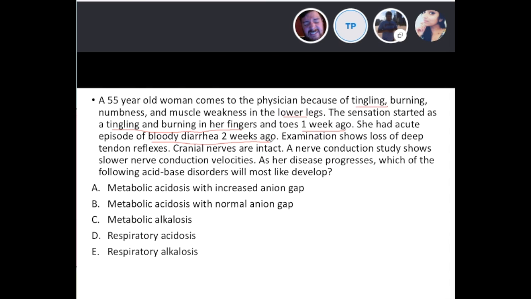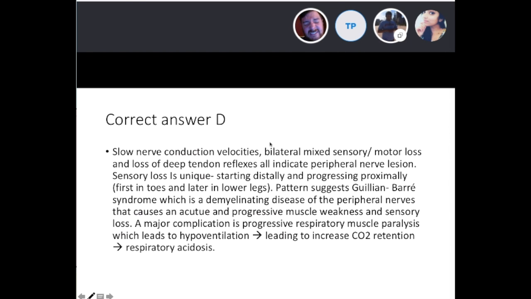D. The answer is D. And it's because the conduction velocities are lowered, and she also has bilateral mixed sensory and motor loss. As I said, it started distally and then progressed proximally, so toes and then to the lower legs. So it's a demyelinating disease of peripheral nerves, and then, as we all know, leads to hypoventilation because that's the complication. And that will increase the CO2 retention and cause respiratory acidosis.